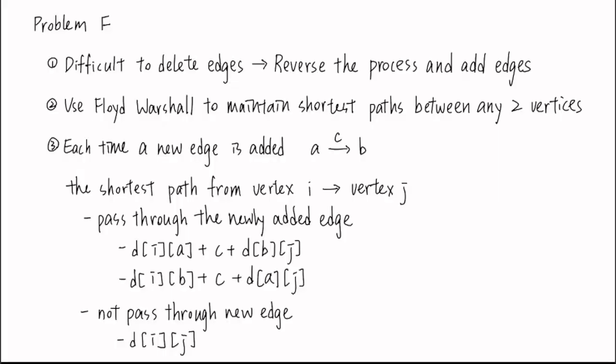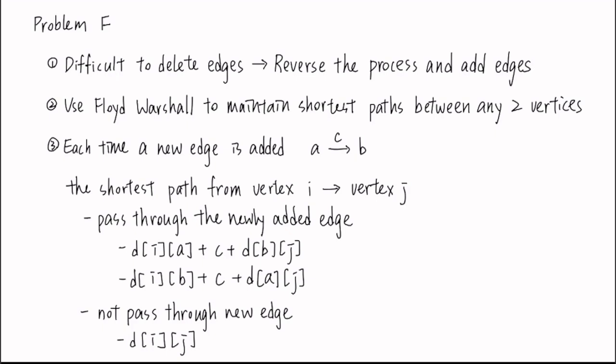For this problem, we notice that it is difficult to delete edges and update the shortest path after we delete the edges. So we can instead reverse the entire process and add edges instead. Because n is small, we can maintain the shortest paths between any 2 vertices using the Floyd-Warshall algorithm.